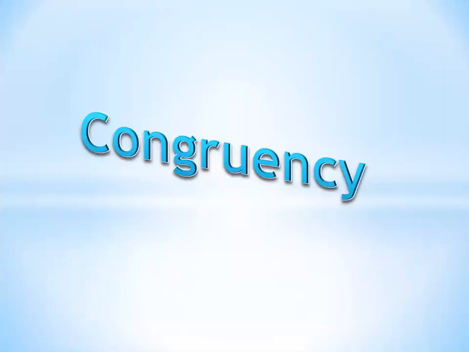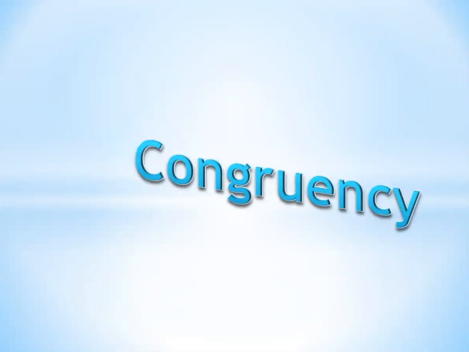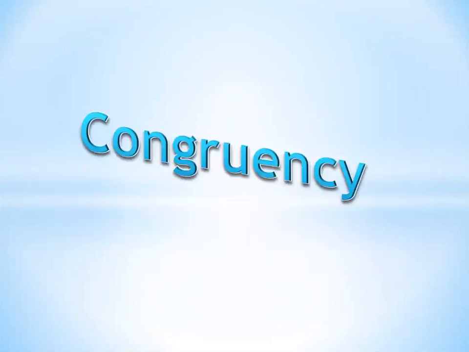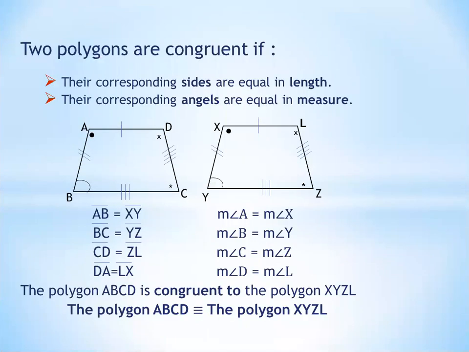Today, we're going to explain the congruency. There are some points we have to know about the congruency. Any two polygons are congruent if their corresponding sides are equal in length and their corresponding angles are equal in measure. Here you have to concentrate. If you have a question, their corresponding sides are equal in length. You have to know that sides come with length and angles come with measure.